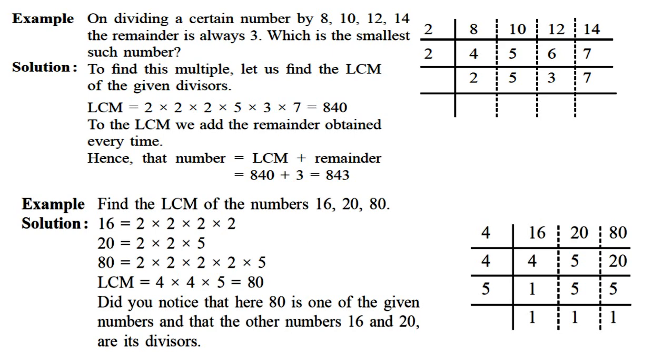Another example. Find the LCM of the numbers 16, 20, 18. You can see how the calculation is done. Now, if you look at the corner, you can see the LCM is 4 into 4 into 5. Now, did you notice here that 80 is one of the given numbers, and the other numbers 16 and 20 are its divisors? That means 16 5s are 80, 20 4s are 80.